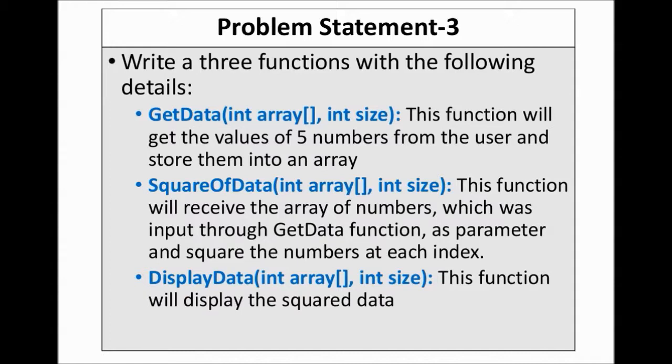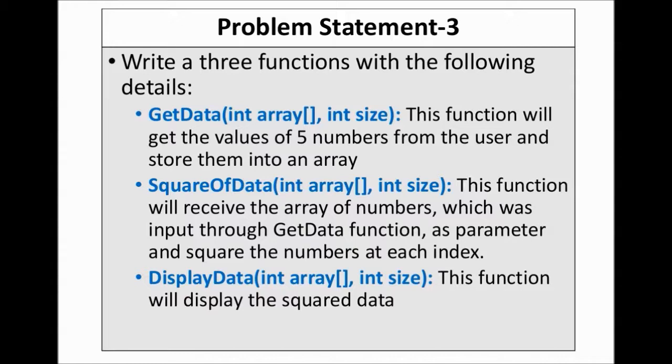Here we have three statements. One is getData. getData is a function name, and this function uses two parameters. One is array and second is a simple variable size. This function will get the values of 5 numbers from the user and store them into an array.